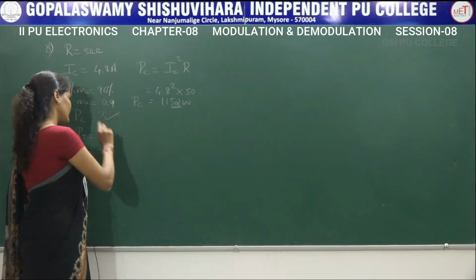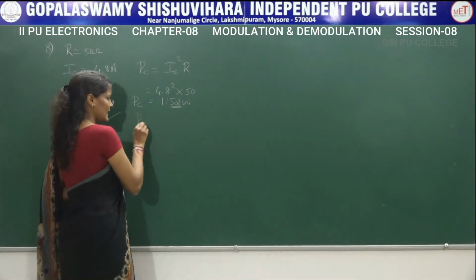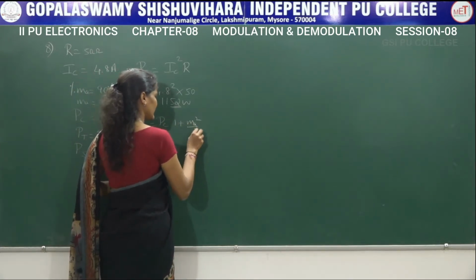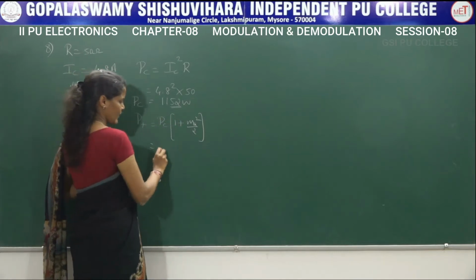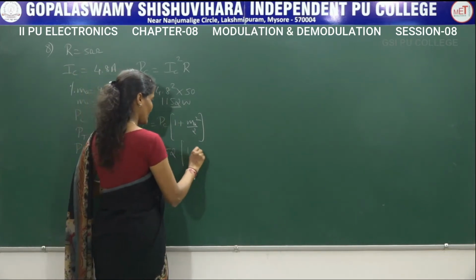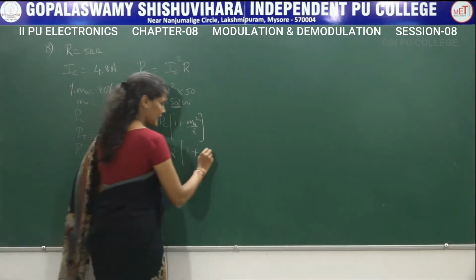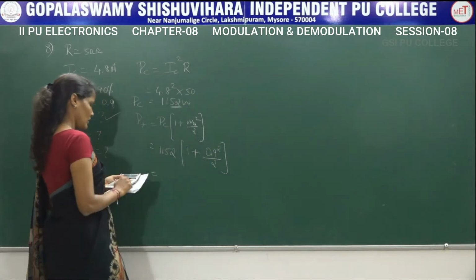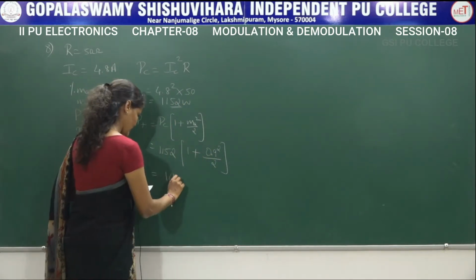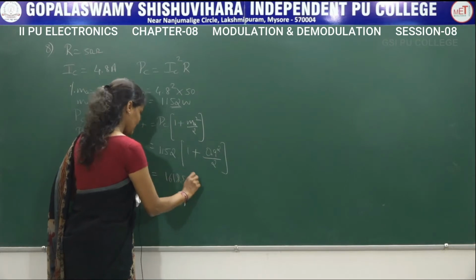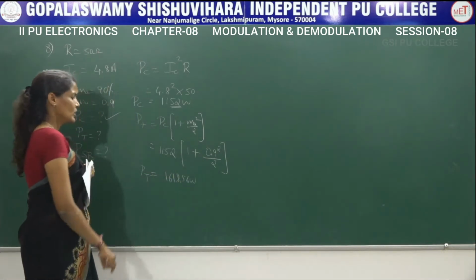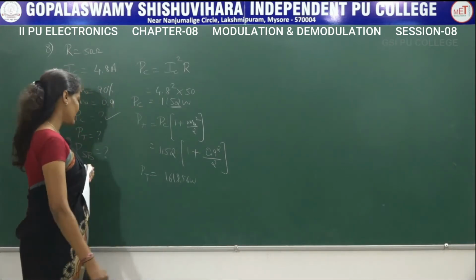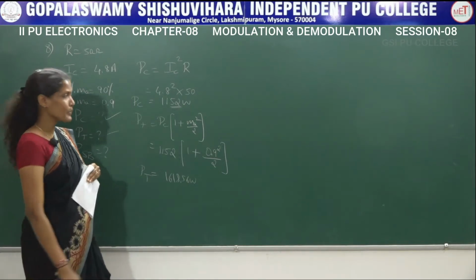Next, PC you have found out. Now PT. PT is equal to PC of 1 plus MA square divided by 2. PC you have just found out, 1152, 1 plus MA value is 0.9, 0.9 square divided by 2. So the answer will be 1618.56 watts. So PT is equal to 1618.56 watts. So we know PC and PT, then we can easily find out PSB.